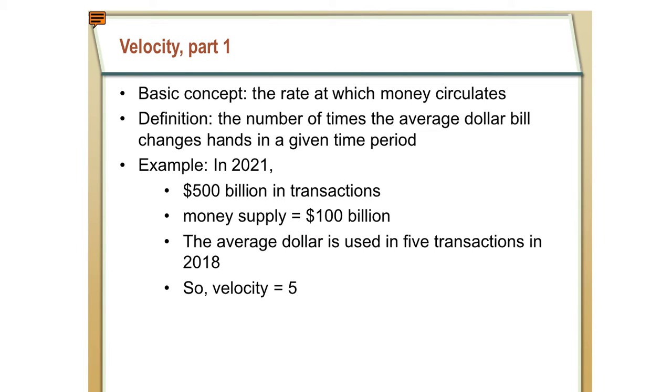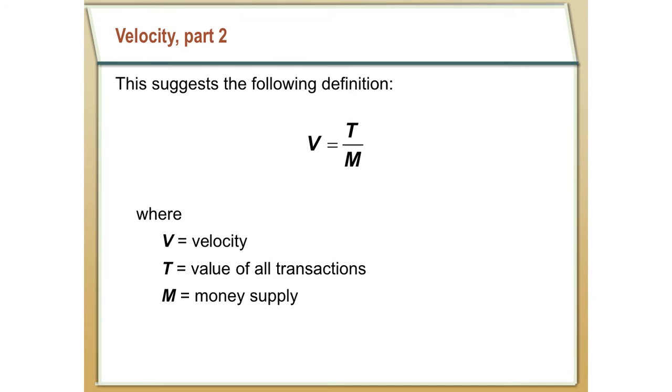Well, the simple math suggests that if we're going to carry out $500 billion worth of transactions and only have $100 billion worth of money, each of those units of money needs to be used 5 times, or spent 5 times, to allow all of those transactions to take place. So in other words, the velocity for this simple circumstance would be 5.